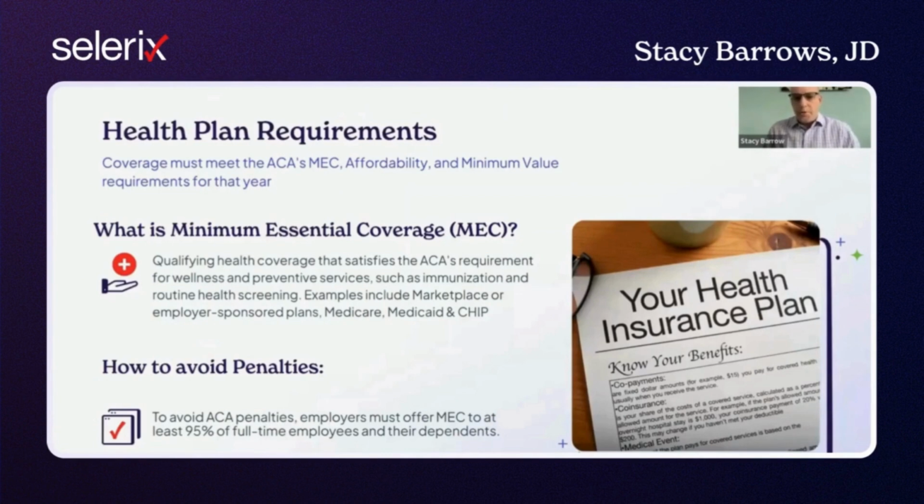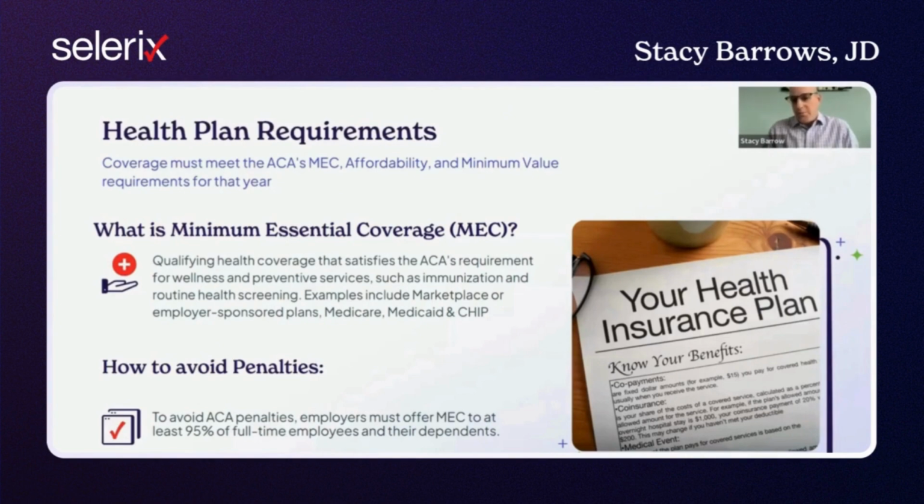So as an applicable large employer, you are required to offer coverage or be exposed to potential penalties under the employer shared responsibility provision. There are a couple of penalty regimes. There's the A penalty and the B penalty, as we call them. But to get out from under the first penalty, the A penalty, the employer simply has to offer minimum essential coverage.